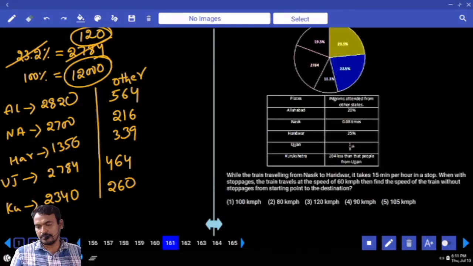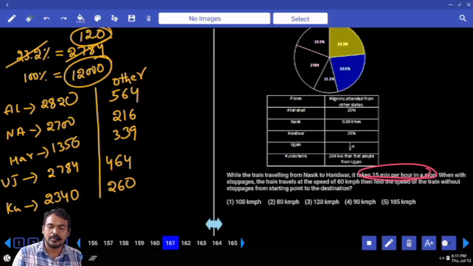What is the first question? While the train is traveling from Nasik to Haridwar, it takes 15 minutes per hour in stops. With stoppages, the train travels at the speed of 60 km per hour. Then find the speed of the train without stoppages from starting point to the destination. Simply, stoppage time is given, how many minutes? 15 minutes. And speed is given. Is that speed with stoppage or without stoppage? With stoppages speed is given, but required is without stoppage speed.